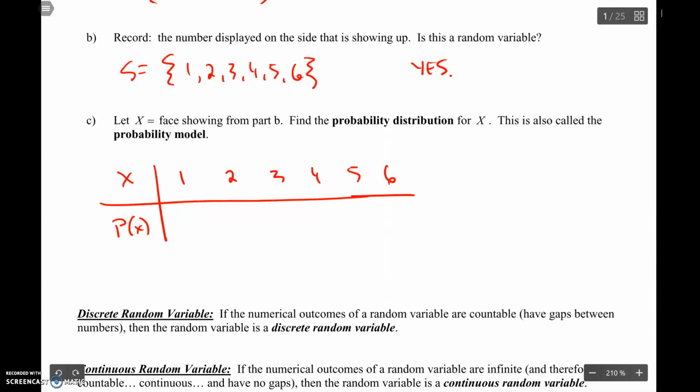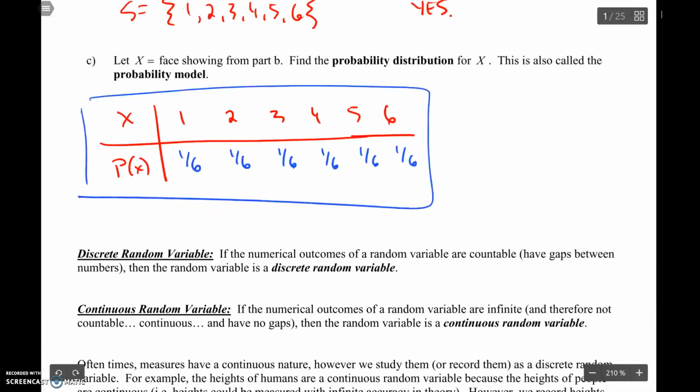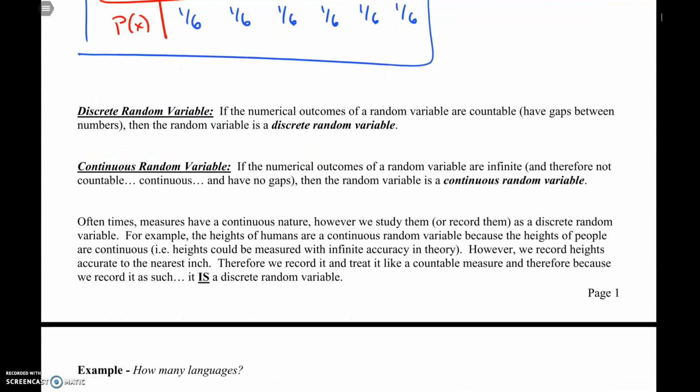Now you could argue that we don't really know the probabilities, right? They didn't say that it was a fair die. If we assume it's a fair die, these would all be 1/6. They should say it's a fair die. We shouldn't assume that. Like I said, we've seen these before. It's just now these x's are going to be numerical, and we're going to be able to do a little bit more with them in this chapter than we did in the last chapter.